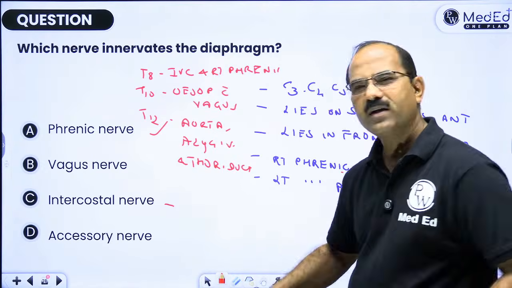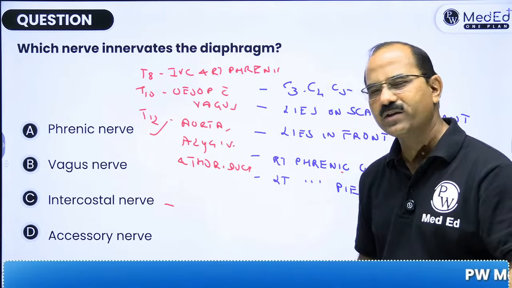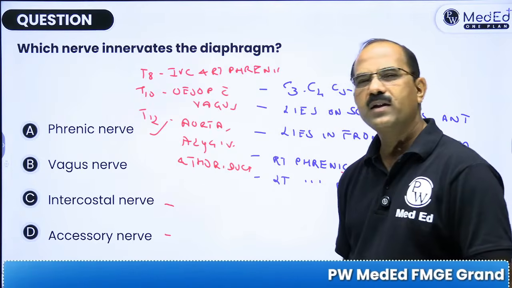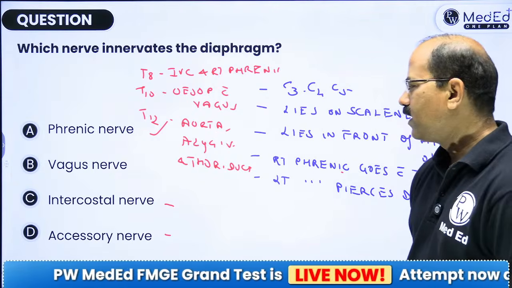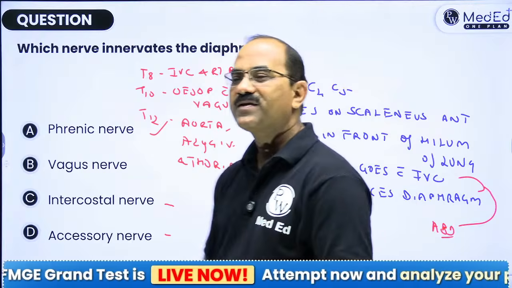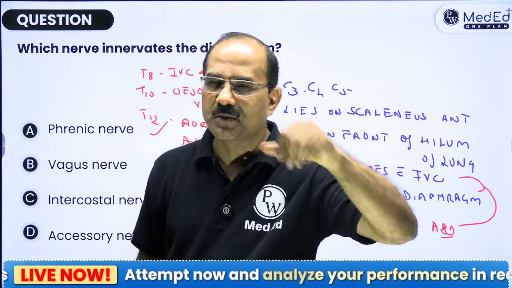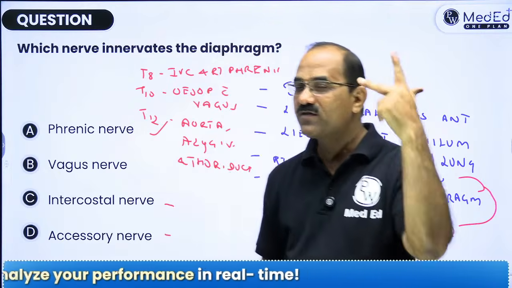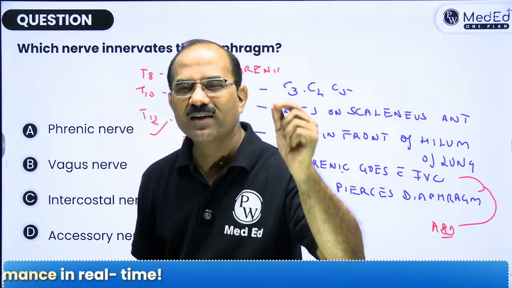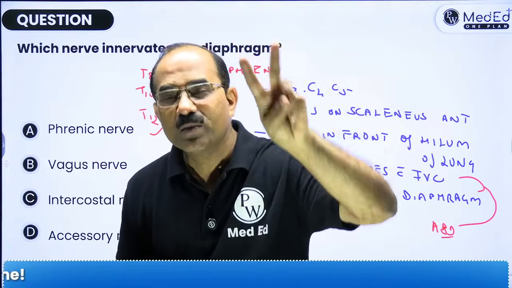Intercostal nerve, intercostal space में होती है वो intercostal nerve. Accessory nerve, 11th cranial nerve, accessory nerve. What is the spinal accessory nerve supply? वैसे accessory nerve is of two types. One is spinal accessory, one is cranial accessory, right? The spinal accessory nerve दो muscles को supply करती है.